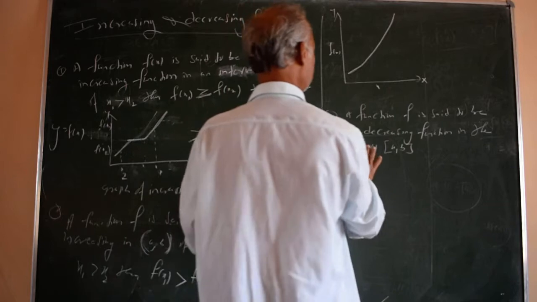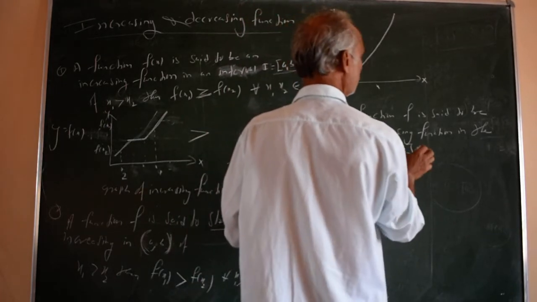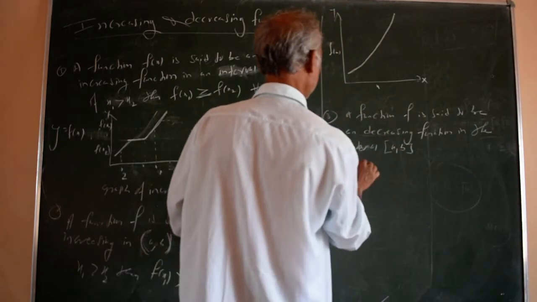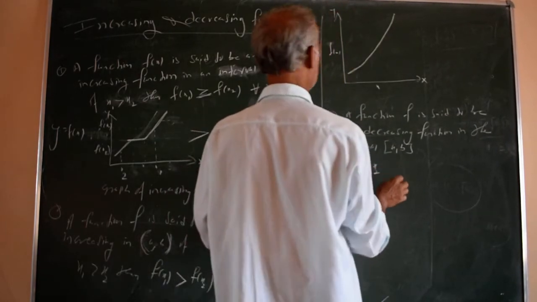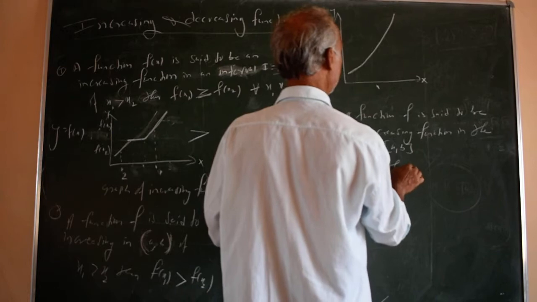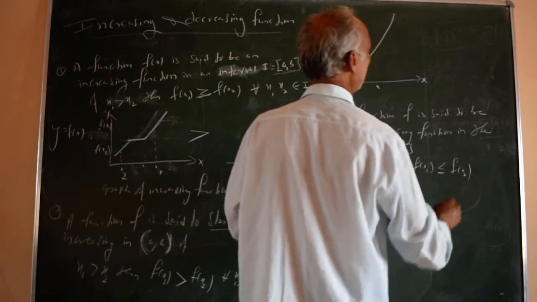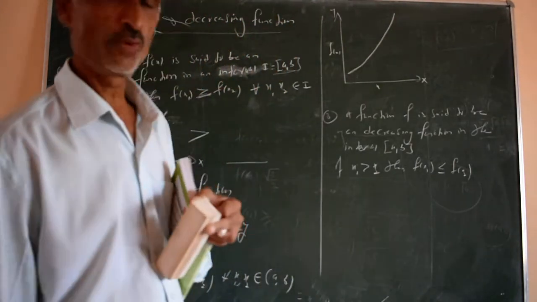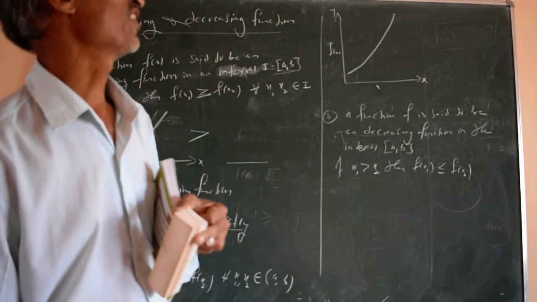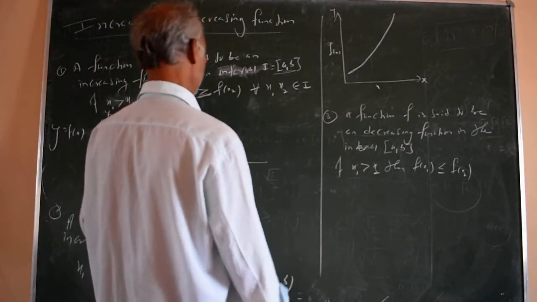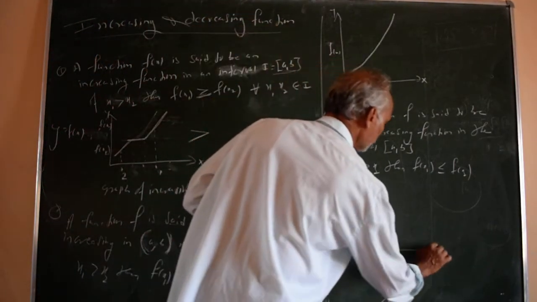In an interval a to b, if x1 is greater than x2, then f of x1 is less than or equal to f of x2. Even though x1 is bigger than x2, the f of x1 value is smaller than or equal to f of x2. The graph of a decreasing function is as below.